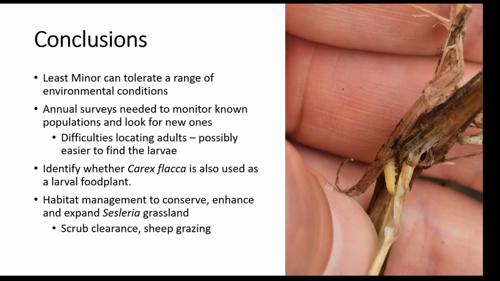And I think habitat management is going to be key to conserving, enhancing and expanding Sesleria grassland, which is really threatened by scrub encroachment and the expansion of woodlands, particularly in the lowland areas. And this is a larva that I found just last week at Gait Barrows. So maybe we could have a little look for them today. And that's it.